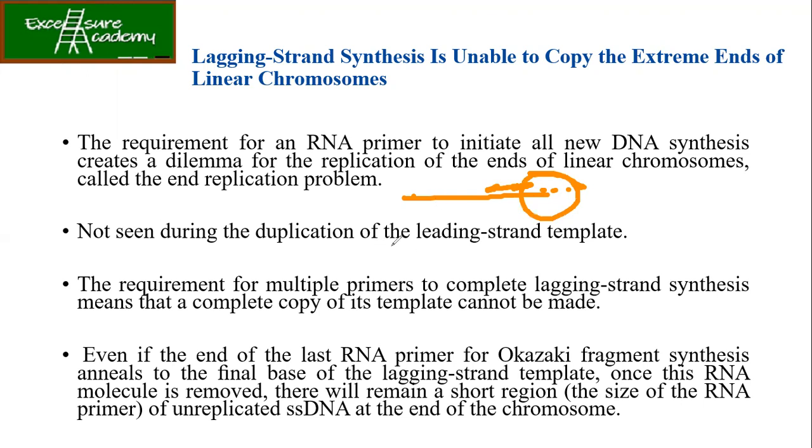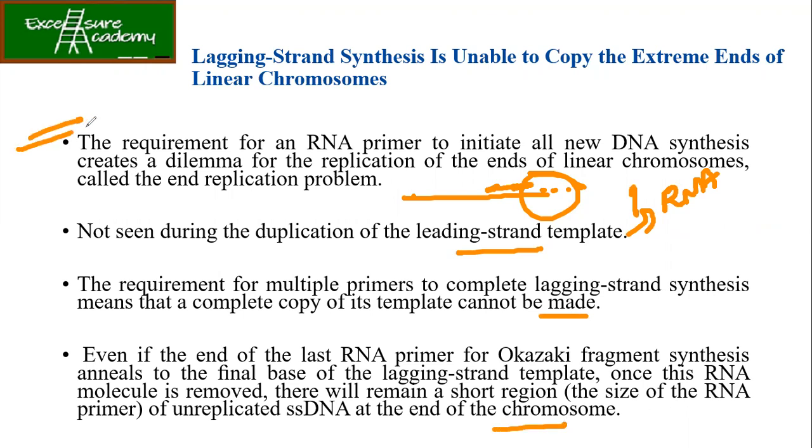So this is not seen during the duplication of the leading strand, because in the leading strand you just have one RNA primer, right? But whereas in the case of lagging, many are there, and at the end when you remove this RNA primer, you don't have the template to carry on. So the requirement for multiple primers to complete lagging strand synthesis means that a complete copy of template cannot be made. Even if the end of the last RNA primer for Okazaki fragment synthesis anneals to the final base of the lagging strand template, once this RNA molecule is removed, there will be a short region of unreplicated single-stranded DNA at the end of the chromosome.